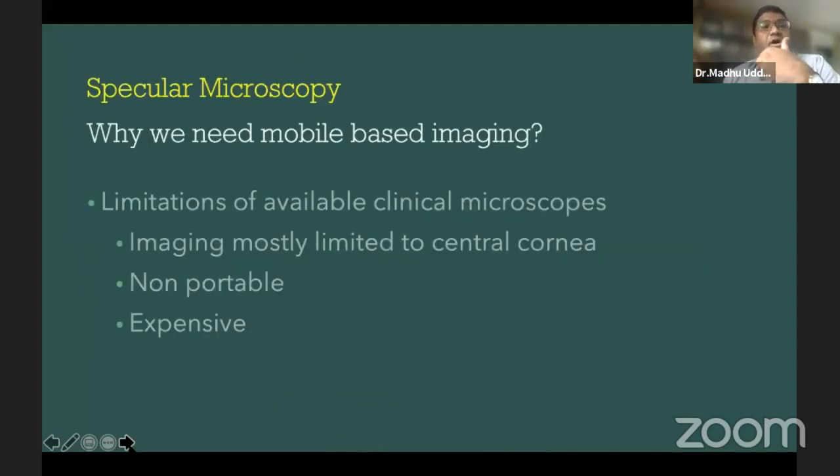So we already have a wide range of specular microscopes available in the market. But what are the limitations that these clinical specular microscopes face, and how do we overcome them in the future? The limitations right now are that the imaging is mostly limited to the central cornea or the paracentral cornea. Most of these equipments are quite bulky. They are not portable. You cannot take them into the field for community screening. And they are quite expensive. They cost around 10 to 12 lakhs, depending upon the make and model that you select.